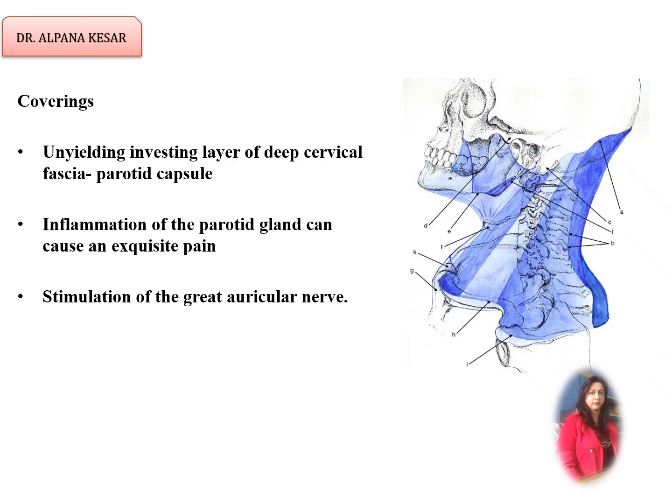The parotid gland is enclosed within the investing layer of deep cervical fascia which extends from the neck over the parotid gland. This fascia is unyielding in nature and does not allow space for the parotid gland to expand. So if there is any inflammation of the parotid gland, it will cause severe pain, which is also because of the stimulation of the great auricular nerve.